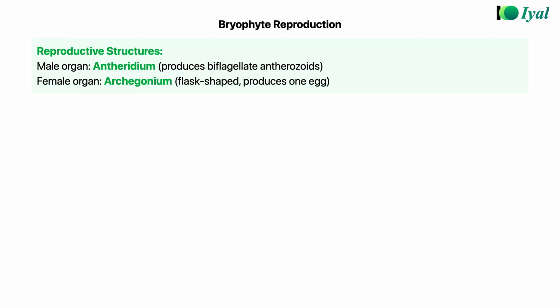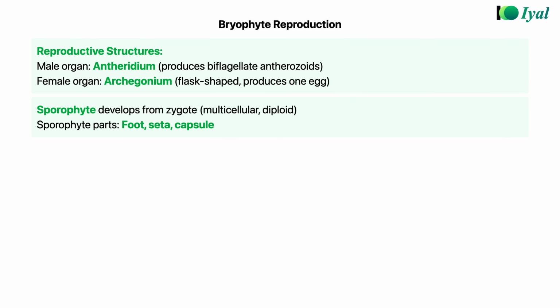Let's talk about how bryophytes reproduce. Their sex organs are multicellular, which is an advancement over algae. The male sex organ is called an antheridium, and it produces these biflagellate antherizoids. That means they have two flagella for movement. The female sex organ is called an archegonium, which is flask-shaped and produces a single egg. The antherizoids are released into water, where they swim to reach the archegonium and fuse with the egg.